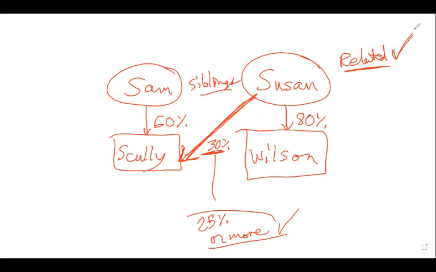We are 25% or more, check. So we've got related, check. 25% or more, check. Susan controls Wilson. Sam controls Scully. Check, check. It's the cross ownership that does it. So now we're also told in the question that Sam also owns 10% of Wilson. That is fully irrelevant. That doesn't matter. We don't need a crisscross. We only need it one way. So we can stop right here, and we already know that these guys are associated.